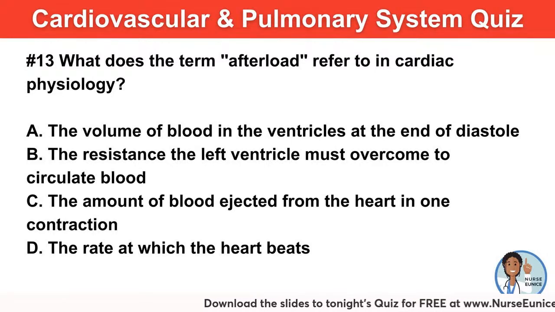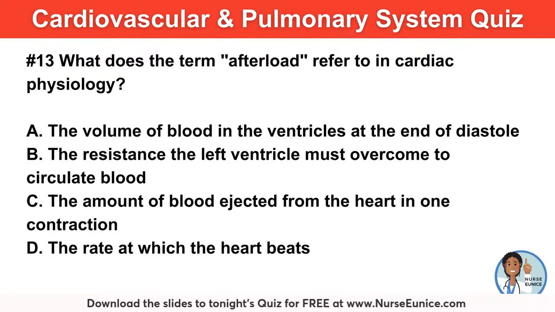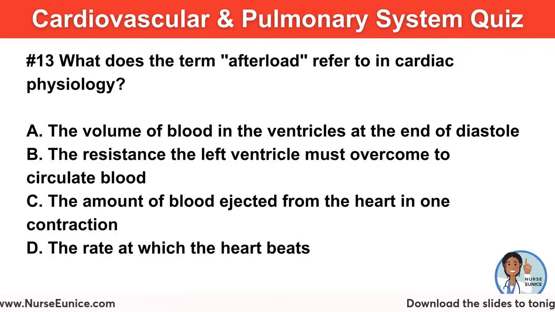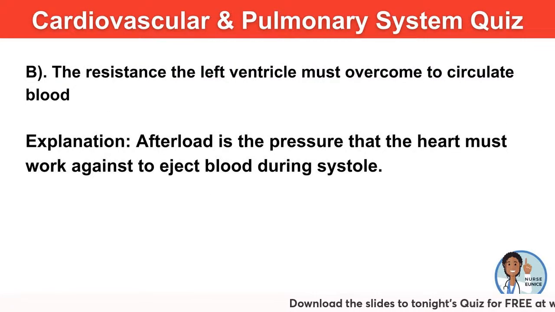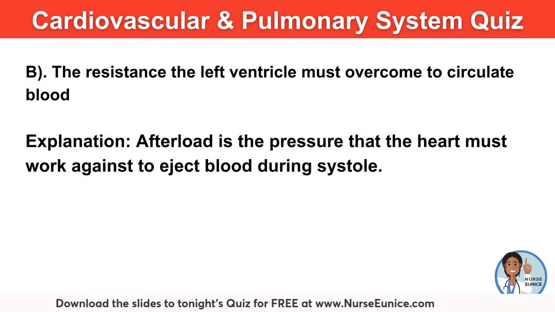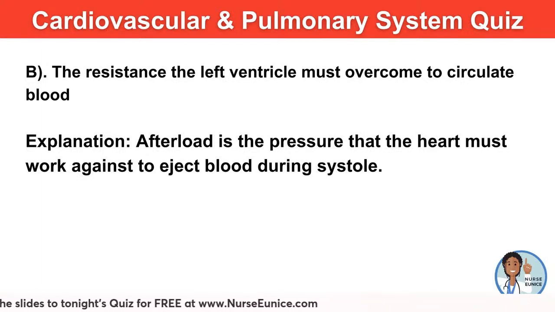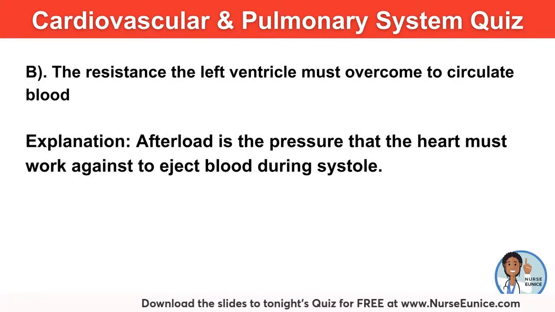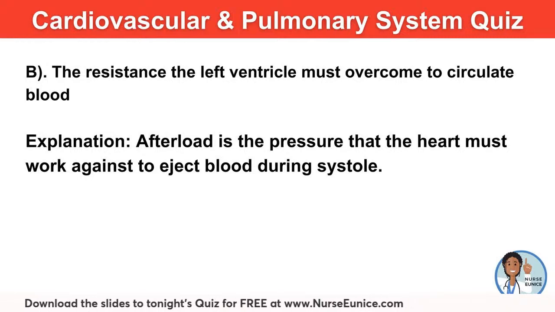I see a D, I see A's, I see C. I see just as many C's as I see A's. So let us see, revealing the answer in 3, 2, and this one is B. So it's the resistance the left ventricle must overcome to circulate blood. Afterload is the pressure that the heart must work against to eject that blood. So when we say systole, that's when the heart is pumping, like systolic blood pressure. When we say diastole or diastolic, that is when the heart is resting.